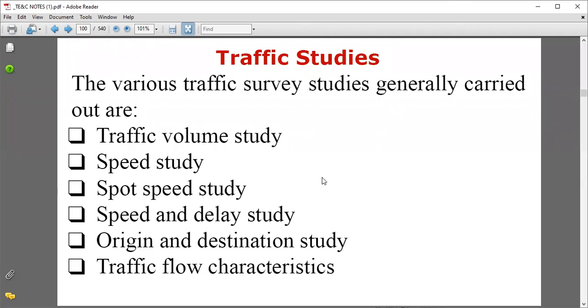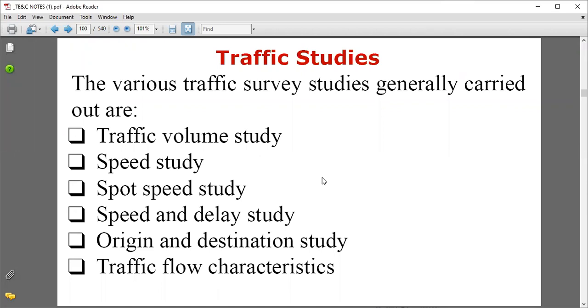Again, the speed and delay study. So we can calculate how, because of road maintenance or road disturbance, the speed is going to be reduced and how it is affected. That information also we can collect here.